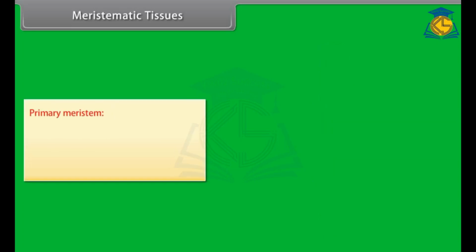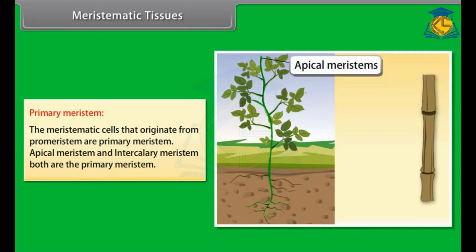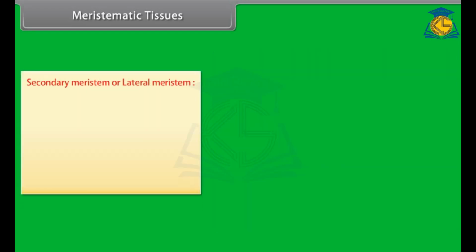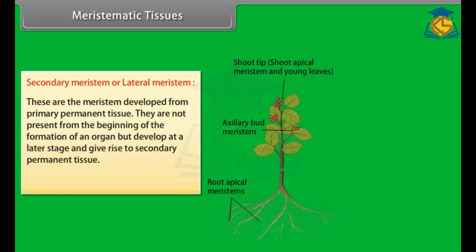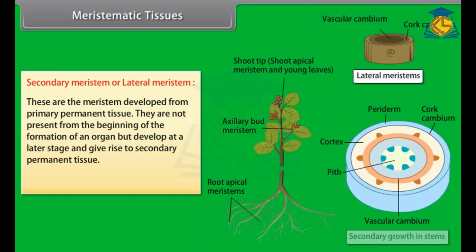Primary meristem. The meristematic cells that originate from promeristem are primary meristem. Apical meristem and intercalary meristem both are primary meristem. Secondary meristem or lateral meristem. These are the meristems developed from primary permanent tissue. They are not present from the beginning of the formation of an organ, but develop at a later stage and give rise to secondary permanent tissue, for example, cambium of roots.